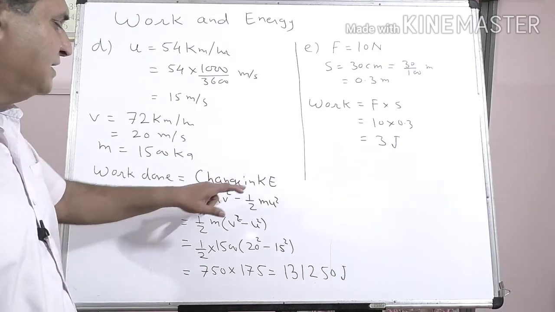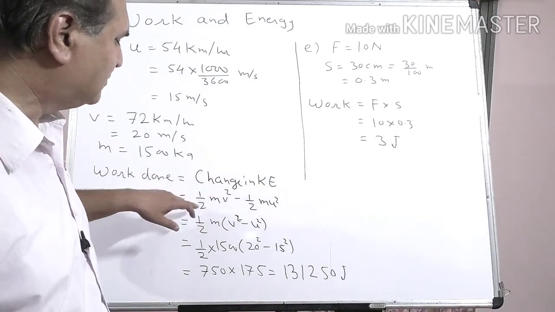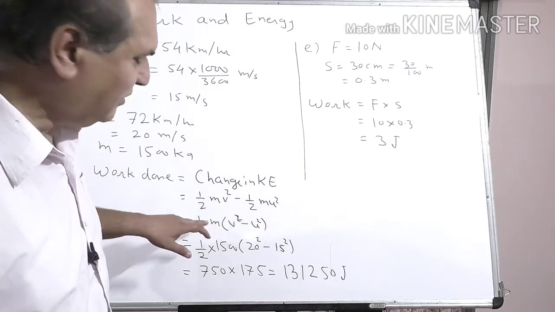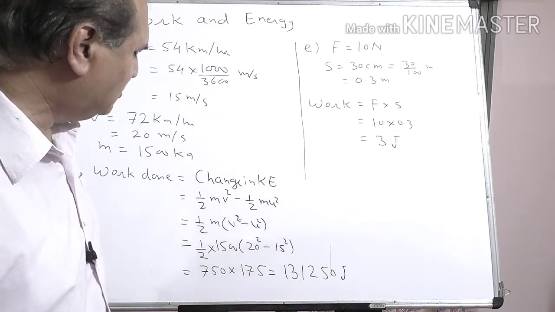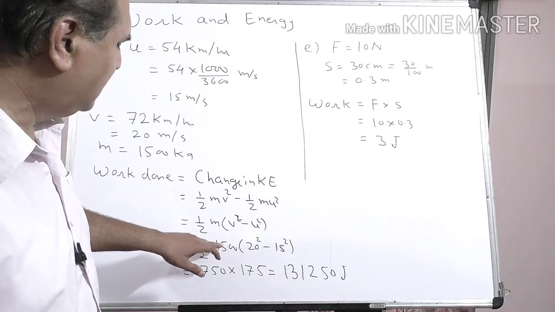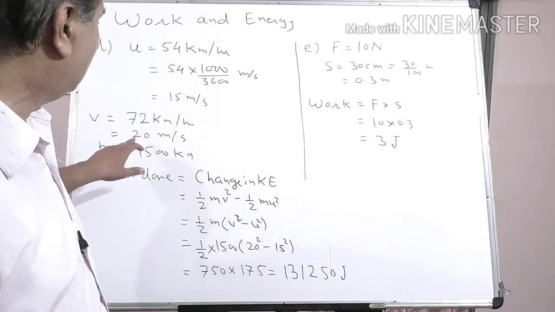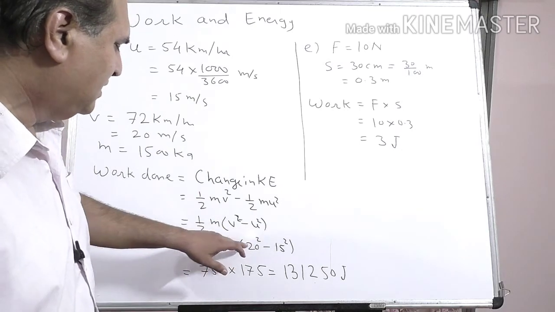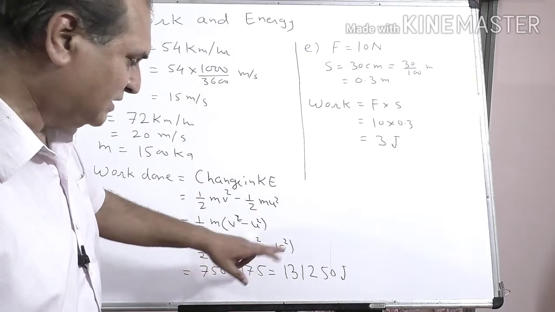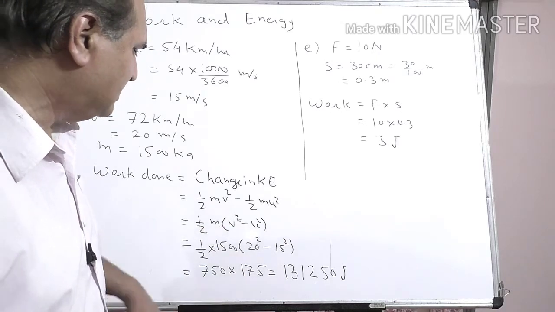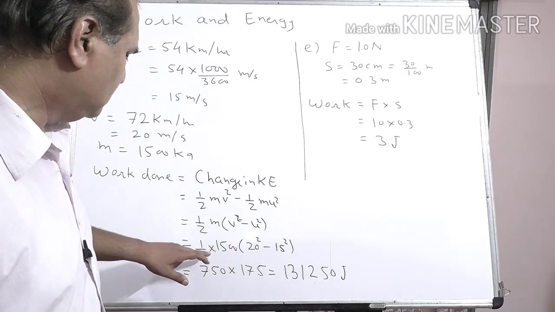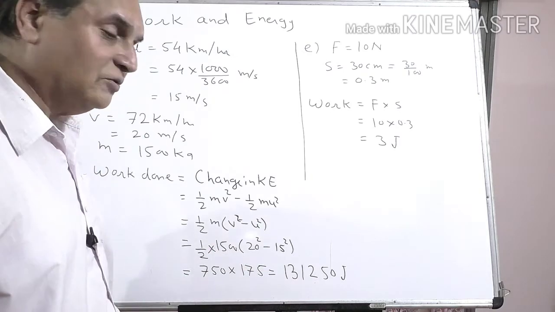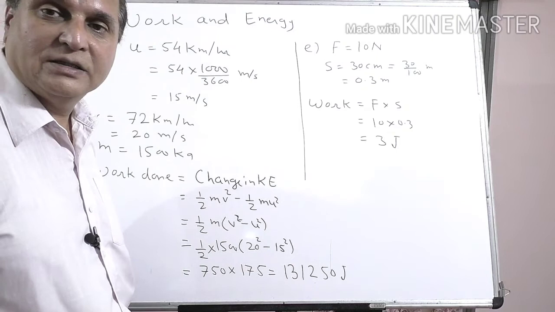Work done is change in KE, that is final KE half mv square minus initial KE half mu square. So half m if we take common, v square minus u square. So half into 1500 in bracket 20 square minus 15 square. V is 20, u is 15. 20 square is 400, 15 square 225, 400 minus 225, 175. So half into 1500 into 175. It comes to 131250 joules. Understood?